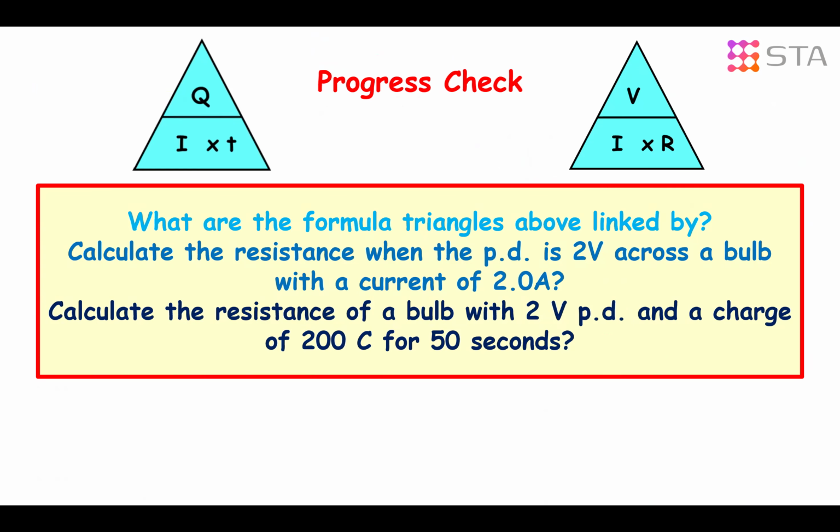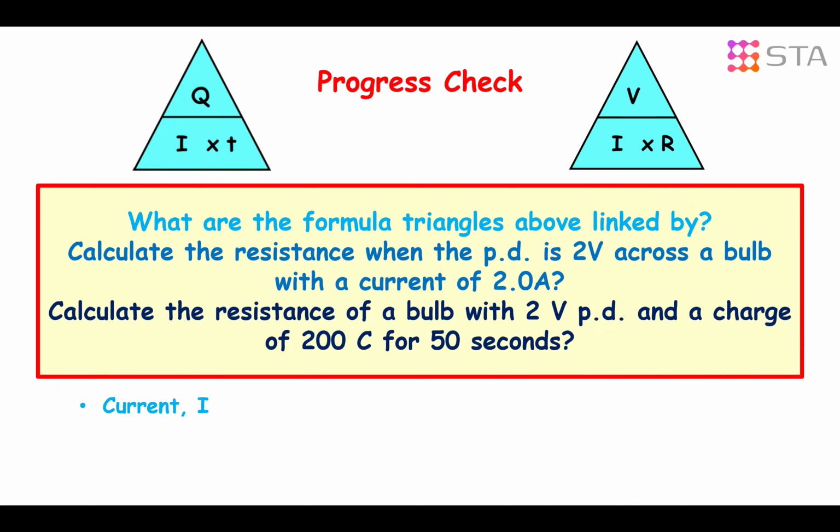Okay, so last bits. What are the formula triangles above linked by? Can you see they've got one thing in common? Okay, this is where we're going to use two different triangles. We've done this previously with kinetic energy and gravitational potential energy. And of course, the common feature or factor is current, which is I, and it's found in both formula triangles. Calculate the resistance when the potential difference is 2 volts and the current is 2 amps.